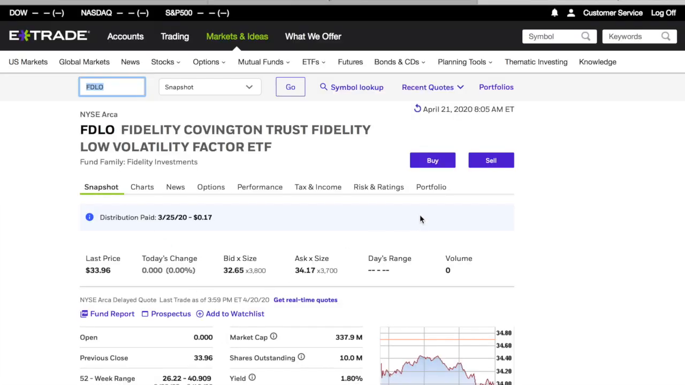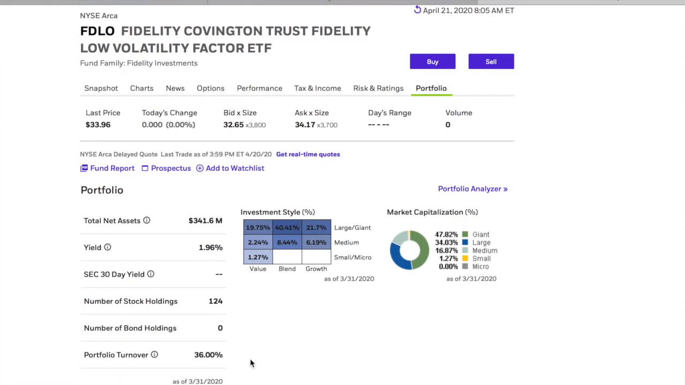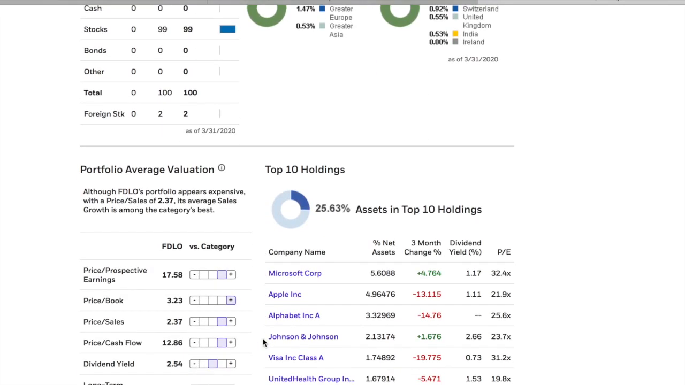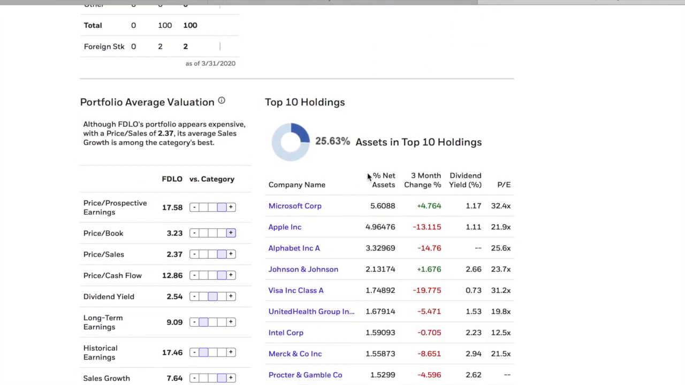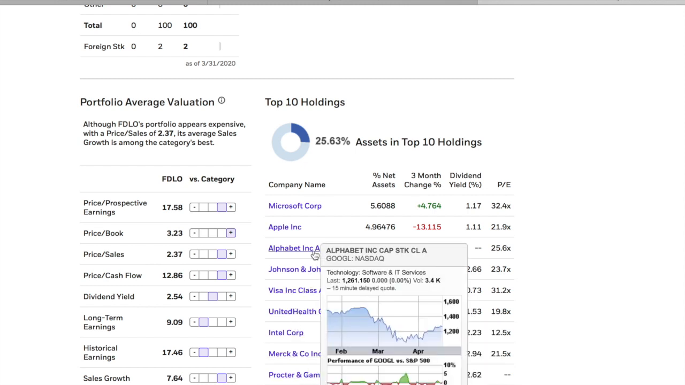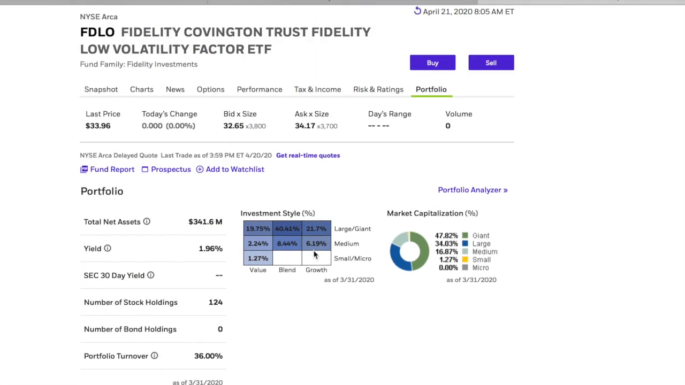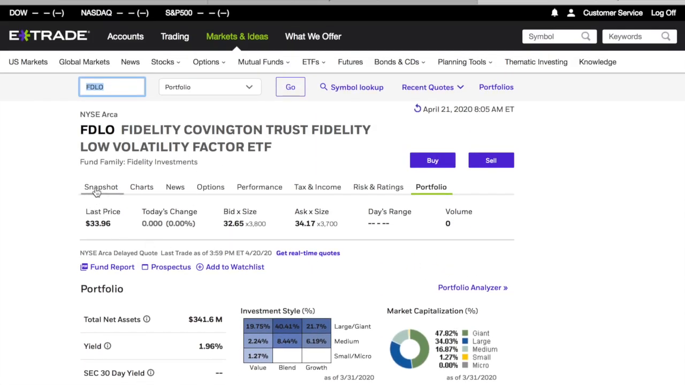So whatever research you want to look at, go back to snapshot. You go to portfolio. Inside of portfolio, it's going to tell you how big the fund is, what the yield on it is, and also it's going to tell you the top 10 holdings. They have Microsoft, Apple, Alphabet, Procter & Gamble, Home Depot, Intel, Visa. So you can see exactly what the top holdings are in this particular fund, what they're exposed to, and all this other good stuff with the ETF.